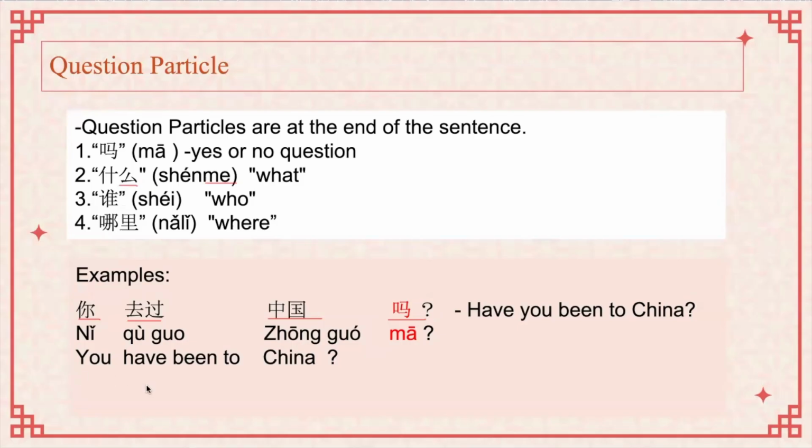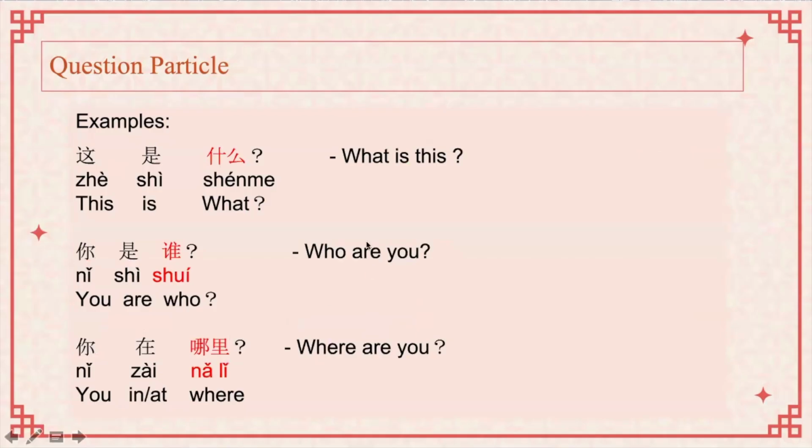Let's see some more examples here. What is it? In Chinese, we say, 这是什么？ 什么 is put at the end of the sentence, and it is checking the information of what.